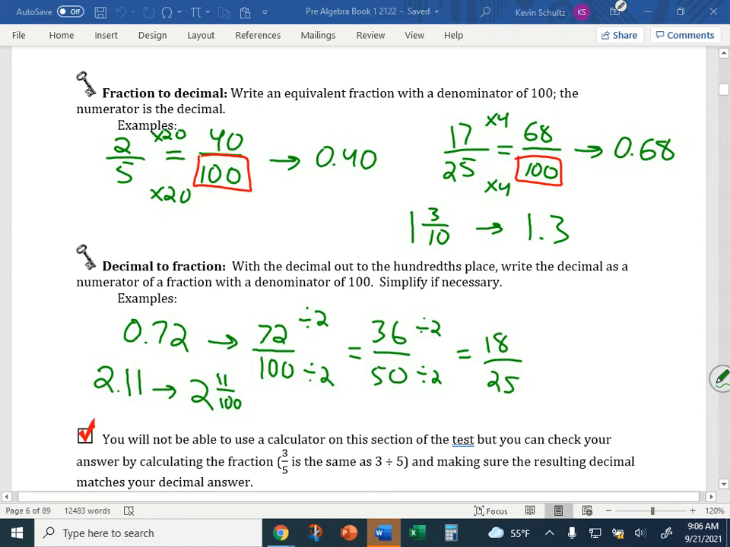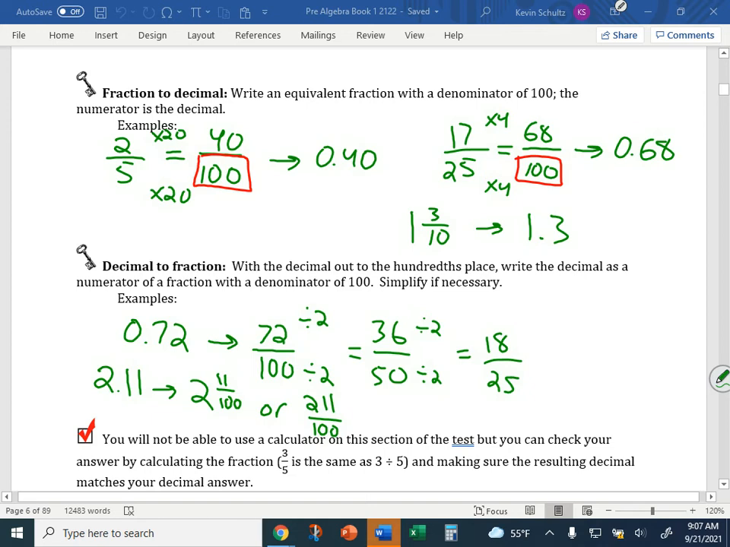Can we simplify 11 hundredths? No. So are we done? Yes. If you wanted to go to an improper fraction instead of a mixed number, what would that look like? 211 over 100. Yep. There's no number that goes evenly into both 211 and 100, so that would also be considered in simplest form.